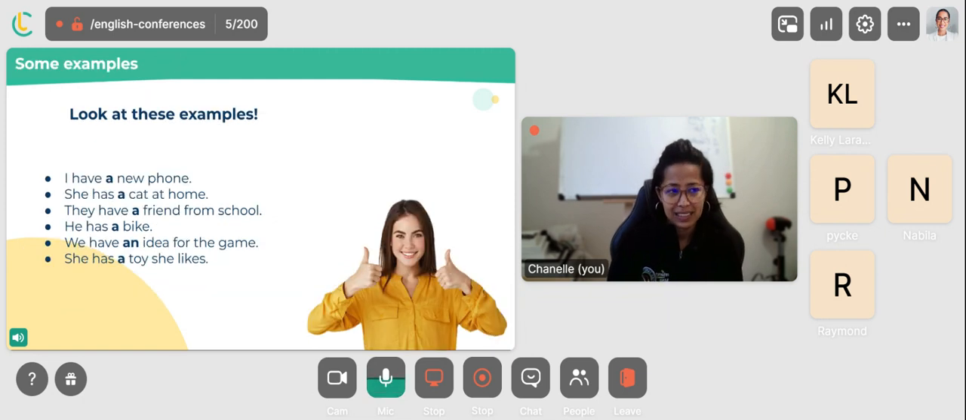So look at these examples. I have a new phone. She has a cat at home. They have a friend from school. He has a bike. We have an idea for the game. She has a toy she likes.